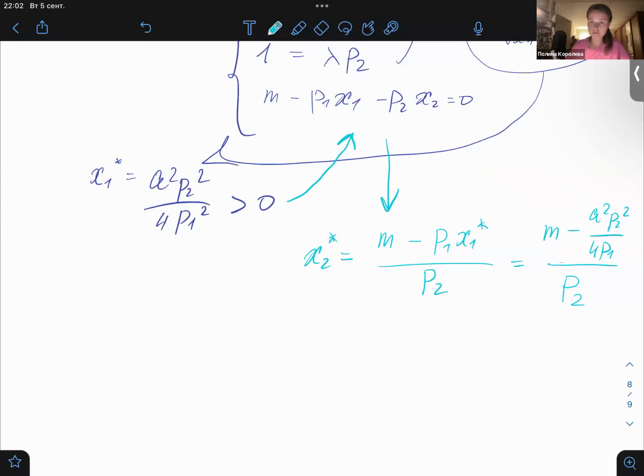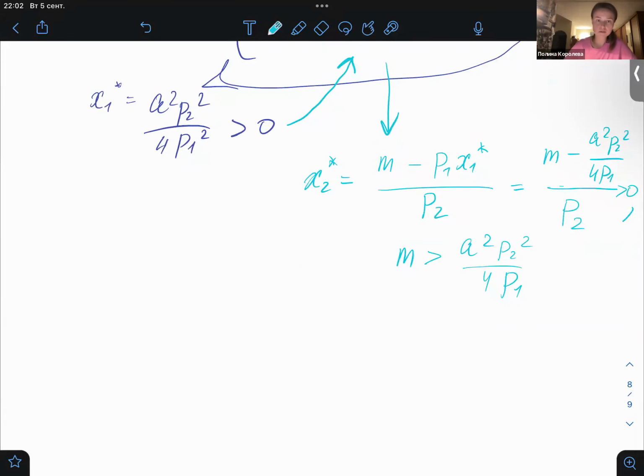And what condition do we have? That we consume this good. We buy a positive amount of this good when the denominator is bigger than 0, and the denominator, the price of the second good, is always bigger than 0, we assume. So that's true when we have income greater than a square p2 square over 4 p1. Very good.